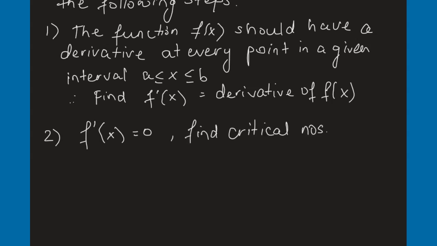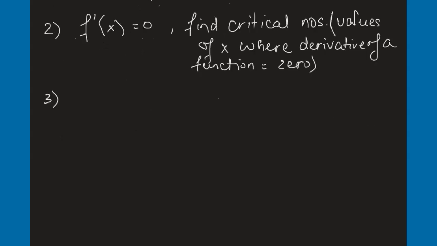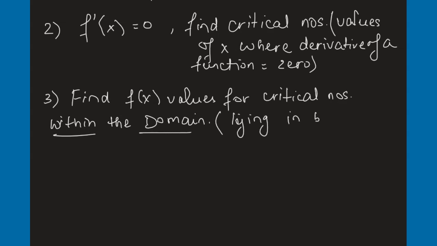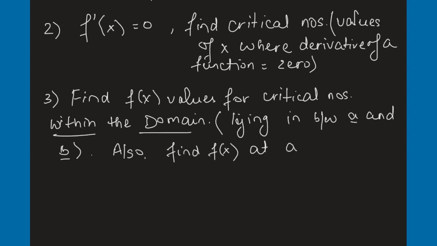Now you all know what critical numbers are. These are the values of x where the derivative is 0. Third step is to find f(x) values for critical numbers within the domain, that means lying in between a and b, and also find f(x) at a and b. That is the endpoints of your domain.